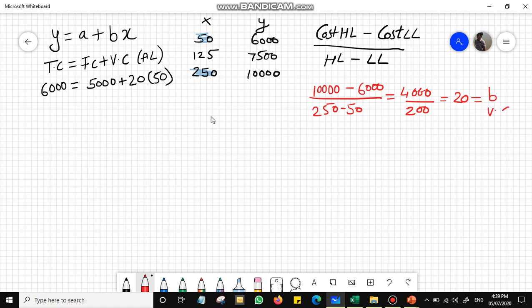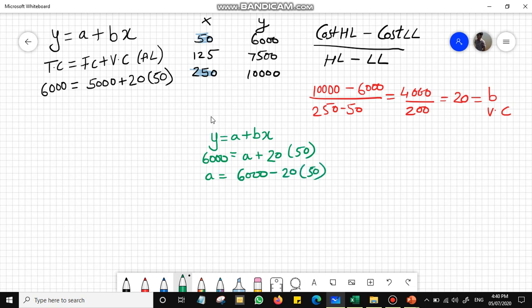or your variable cost. Now that we have calculated the value of B, we can substitute B in the formula y is equal to A plus Bx, where we have X over here and we have Y, which is here, and we can simply calculate the value of A. For example, let's use an activity level of 50. So y is equal to A plus Bx. If we substitute it, it becomes 6,000 from here is equal to A, which we still have to calculate, plus B, that is 20, and X is 50. So A is equal to 6,000 minus 20 into 50, and hence we get the value of A as 5,000.